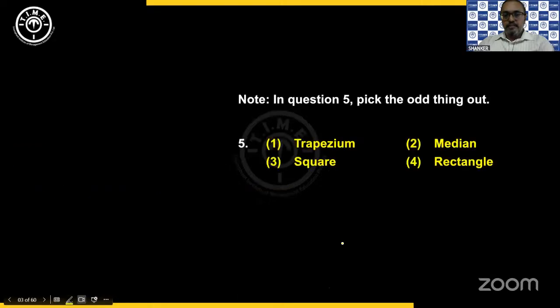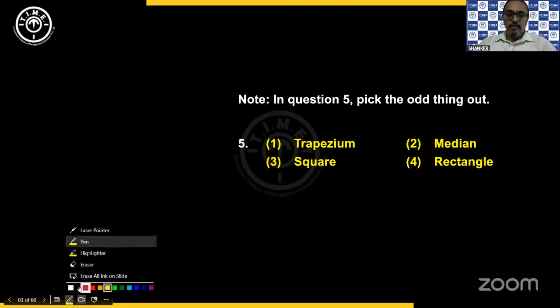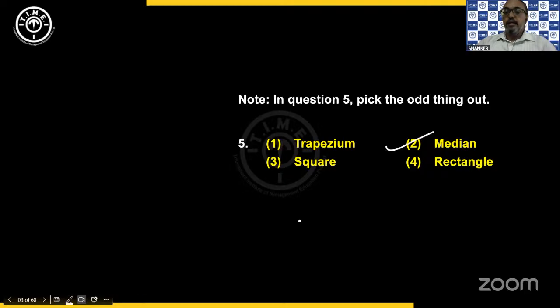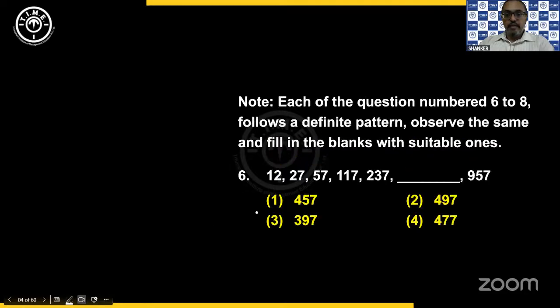Okay. Next. In question 5, pick the odd thing out. So it's an odd man out. So we have trapezium, median, square, rectangle. We know, except for median, remaining all have 4 sides. Correct? Remaining all have 4 sides. Median is not. So the commonality is 4 sides. That's the logic. Okay. Next.